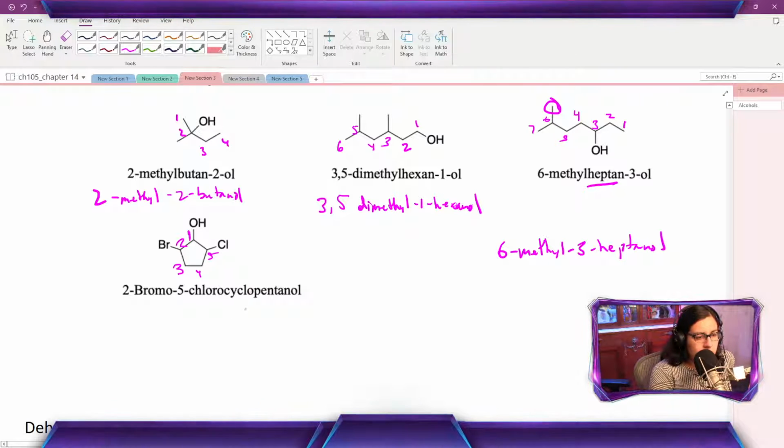And so now we can start naming this. So we have cyclopentanol, since again it's our ring. And now we just need the first bits on there. So we can have 2-bromo-5-chlorocyclopentanol.